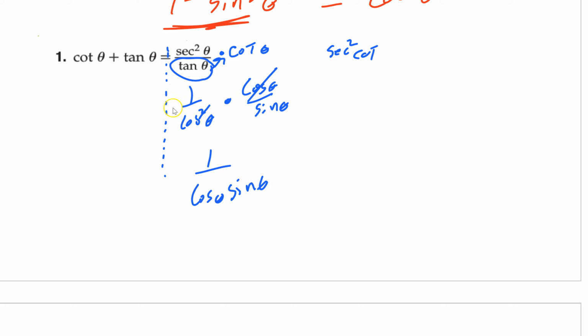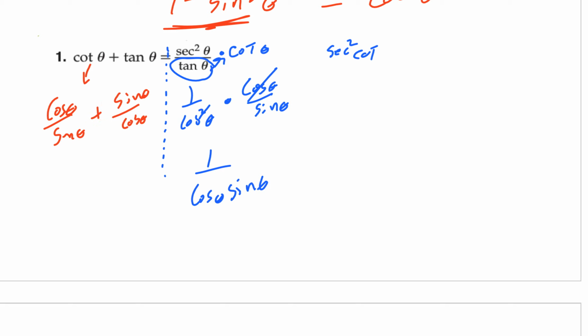Now let's look at the left side. Again, if we're not sure, just change everything to sine and cosine. Cotan is cosine over sine. Tan is sine over cosine. Now again, keep in mind, they do not cancel. It's a plus sign, not the multiplication sign. You cannot cancel anything out.